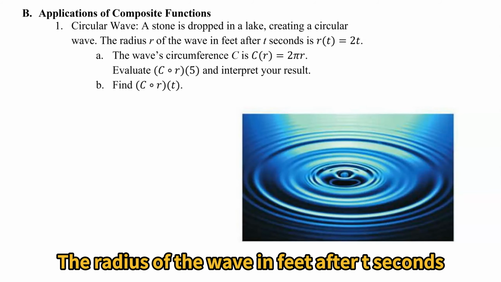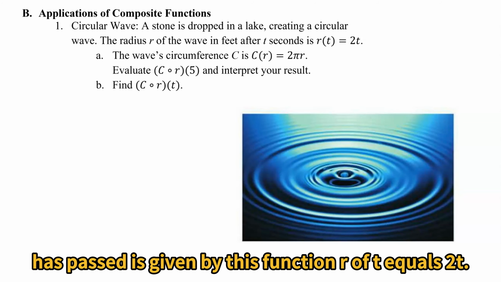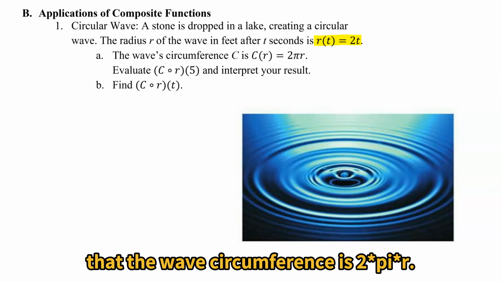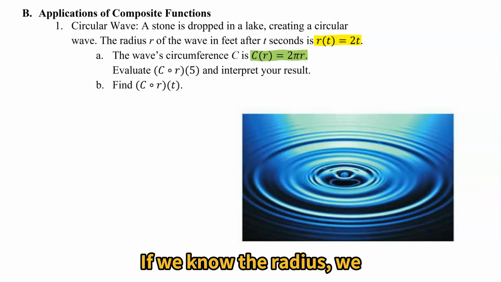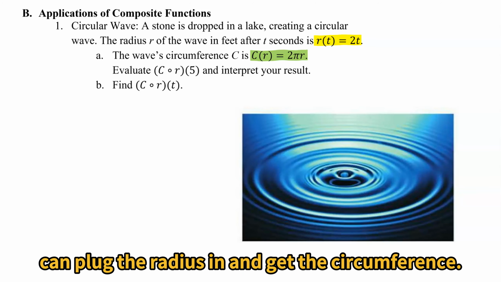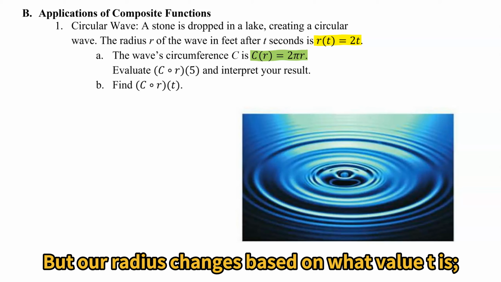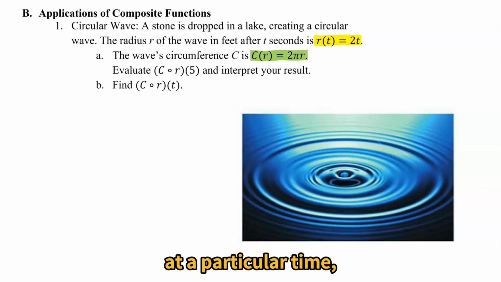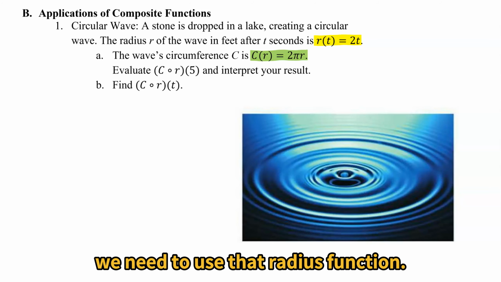The radius of the wave in feet after t seconds have passed is given by this function, r of t equals 2t. We also know from geometry that the wave's circumference is 2 pi r. So if we know the radius, we can plug the radius in and get the circumference. But our radius changes based on what value t is, how many seconds have passed. So in order to figure out the circumference at a particular time, we need to use that radius function.